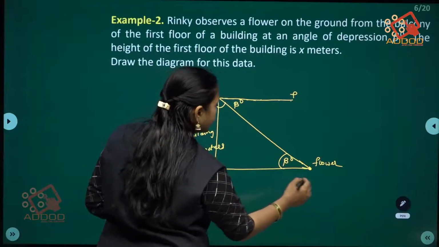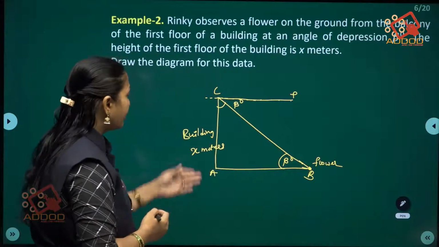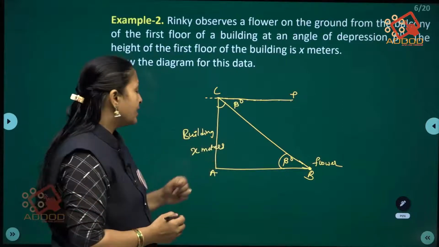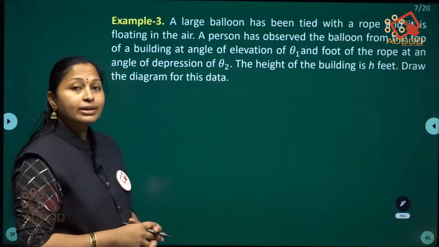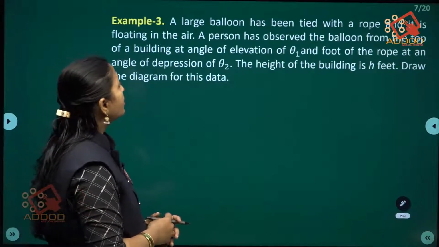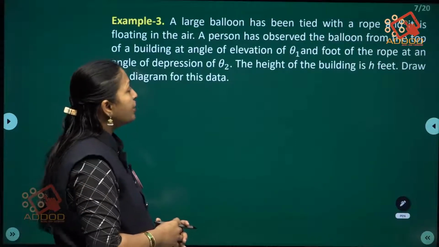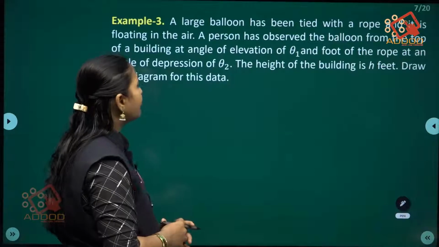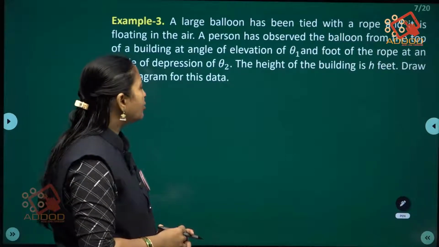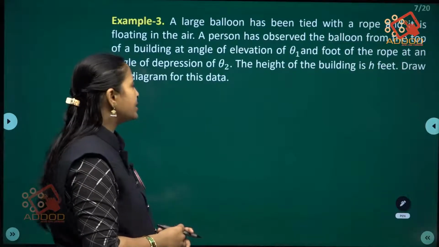Let's give some vertices A, B, C. So triangle ABC is a right angle triangle where the angle of depression is beta degrees, and the height of the building is x meters. Now the third example. In the third example, a large balloon has been tied with a rope and it is floating in the air. A person has observed the balloon from the top of the building at an angle of elevation theta 1 and the foot of the rope at the angle of depression of theta 2. The height of the building is h feet. Draw the diagram for this data.